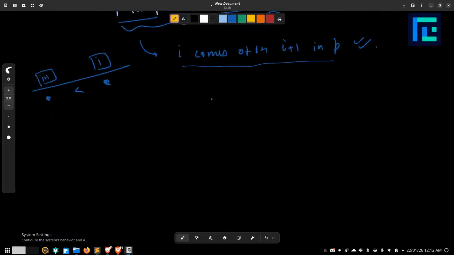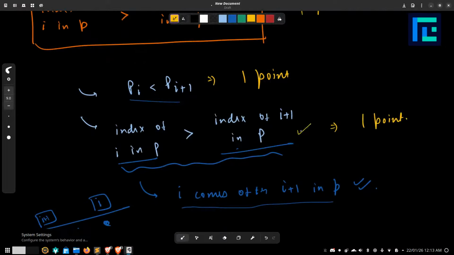So let's say that 1 comes after 2. Only then will we be able to get a point from 1 and 2. Because if 1 comes before 2, then no point for us, right? So let's say that 2 comes before 1, so we'll have a point because of this pair. And let's say that 3 comes before 2, so we'll have a point because of this pair. And let's say that 4 comes before 3, so we'll have a point because of this condition.